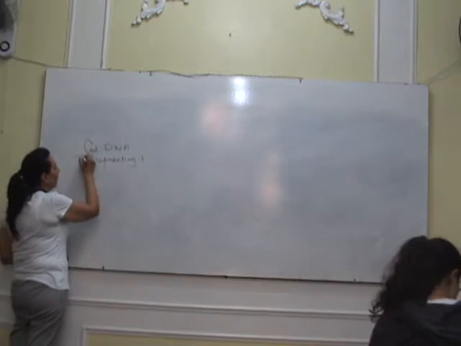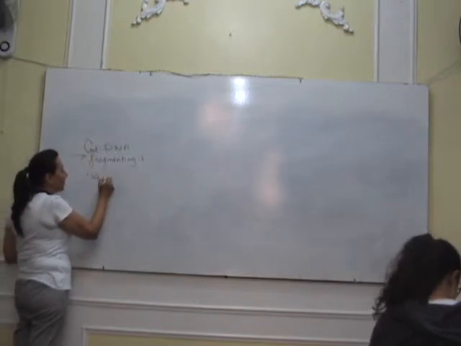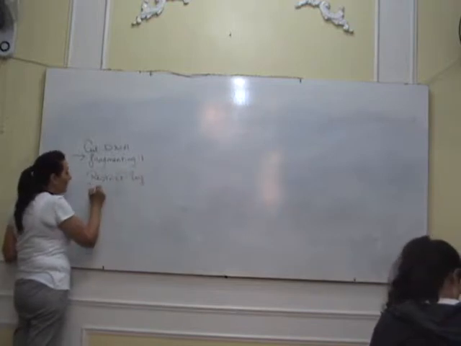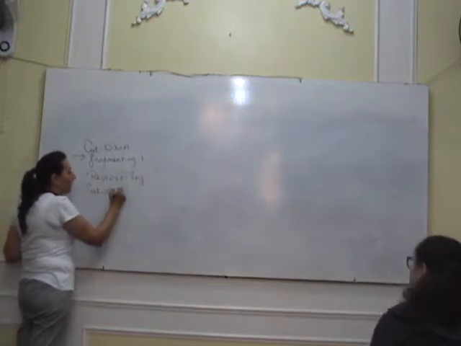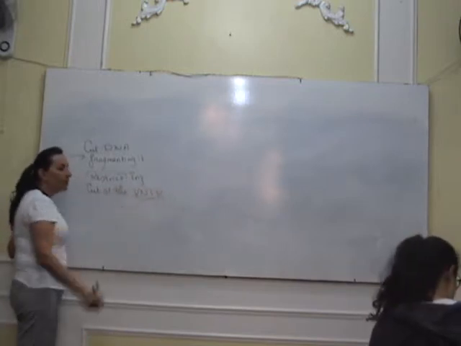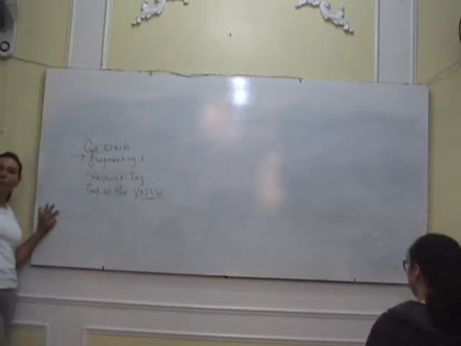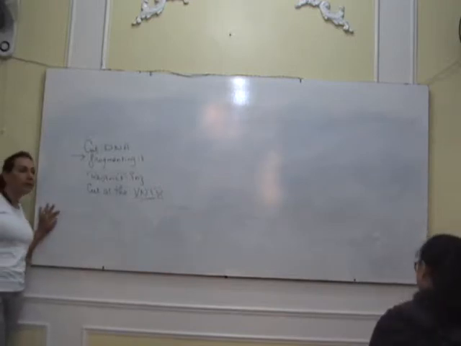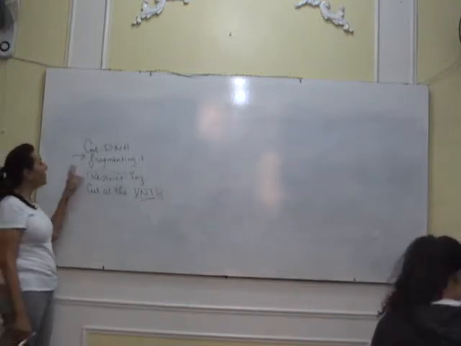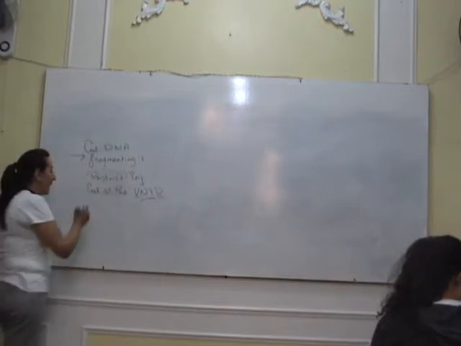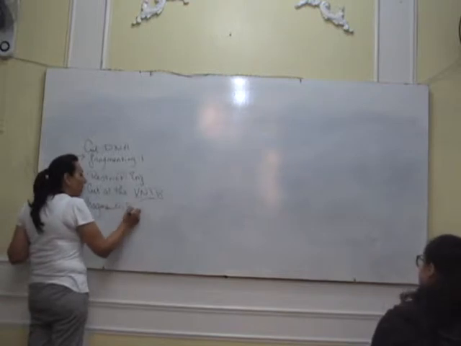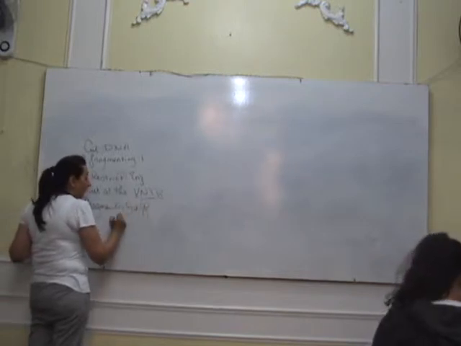To cut the DNA and fragment it, we use restriction enzymes, and the restriction enzymes cut at the VNTR regions, variable number tandem repeats, that differ from one person to another. They are only the same in identical twins. When we cut at the VNTR regions, the DNA will be fragmented and the fragments will have different lengths.